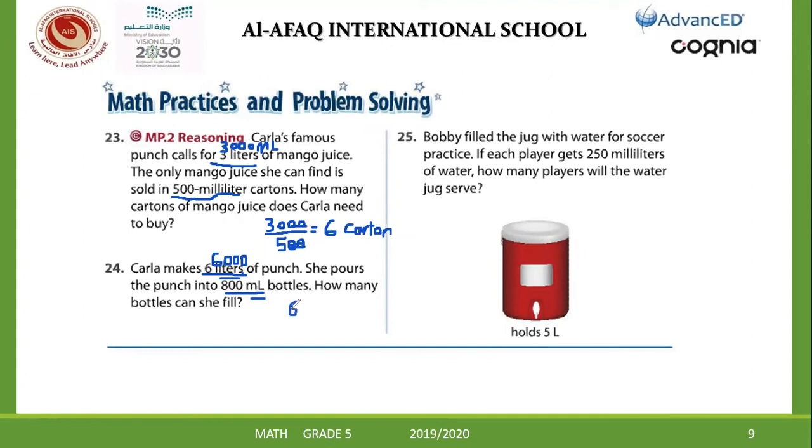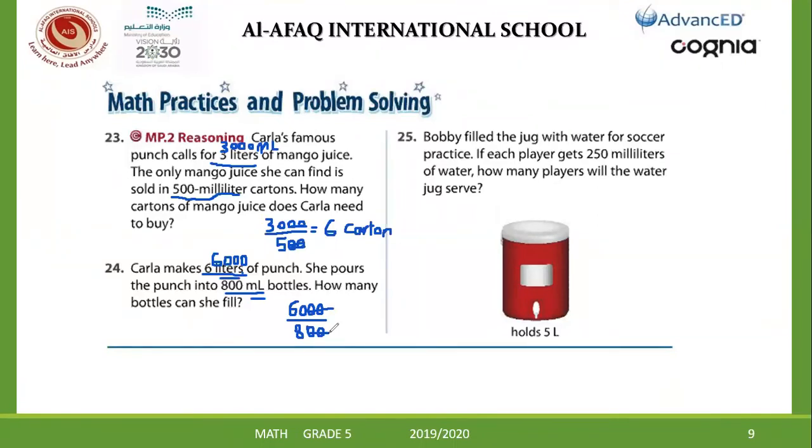As you know, we can express the division as a fraction. It is 6,000 over 800, which means divided by 800. How many zeros can you cancel? 2 zeros. So here cancel 2 from the dividend and 2 from the divisor. What about 60 divided by 8?